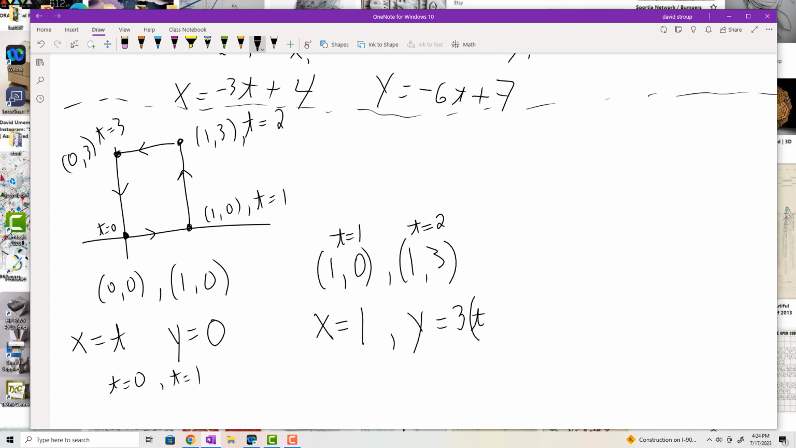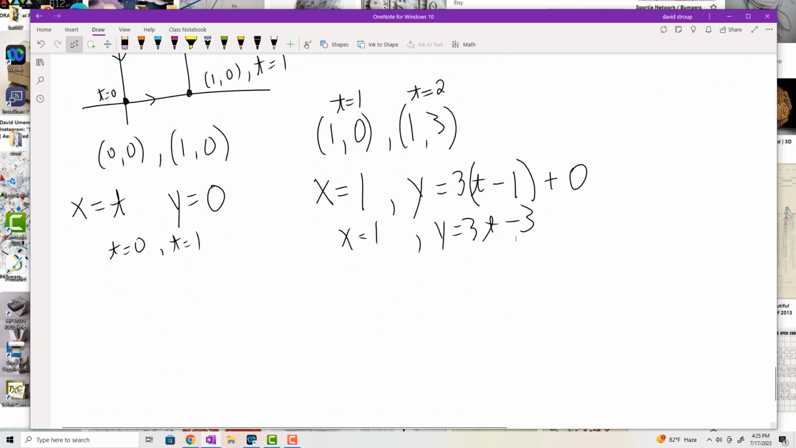But you can fake it and make it go from 0 to 1 by using not just t, but rather t minus 1. Because then when you plug in t equals 1, you'll get 0, and when you plug in t equals 2, you'll get 1. Then add in the starting position, which is just 0. That should work, right? x equals 1, and y equals 3t minus 3. When t is equal to 1, you get (1, 0). When t is equal to 2, you get (1, 6 minus 3), which is (1, 3), right?